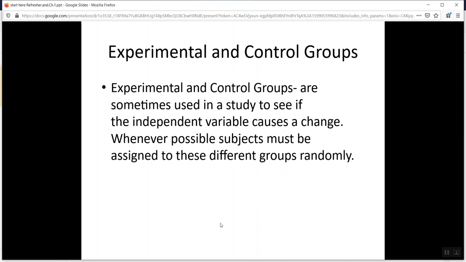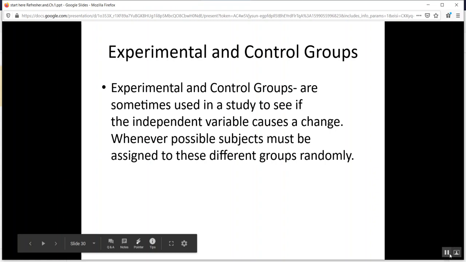That's the placebo effect. But what we're looking for, especially if we're doing drug research, if we're going to give this medication to a large group of individuals, we want to know that it's actually that medication and not just the placebo effect.